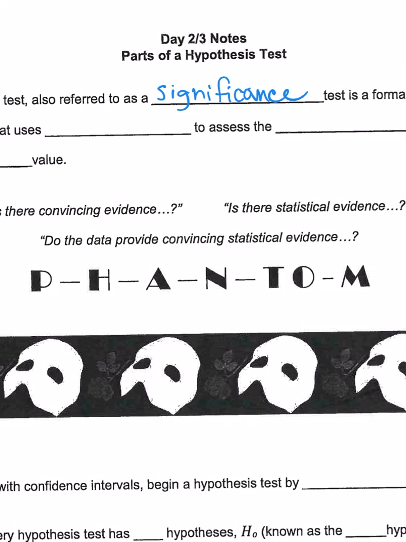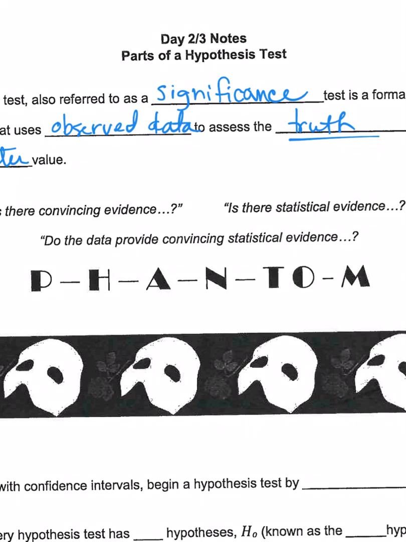Now, procedures. Okay, so a hypothesis test, referred to as a significance test, is a formal statistical procedure that uses observed data to assess the truth about a parameter value. And what are my parameters? Mu, p, and sigma. Sigma is standard deviation. All right.